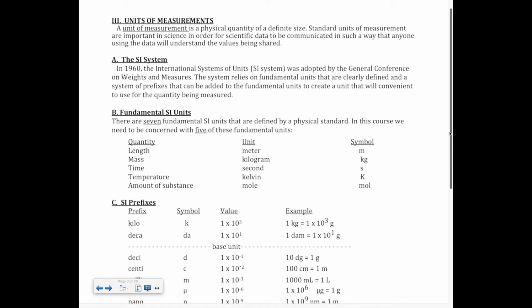Howdy, everybody. We're going to cover two different sections in your notes that are in this lesson. So the first one is going to be units of measurement. A unit of measurement is a physical quantity of definite size.